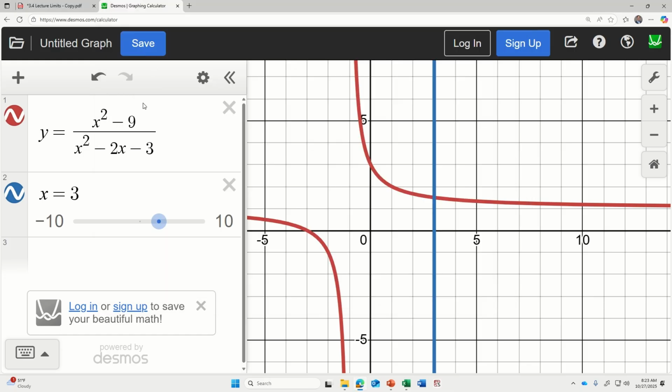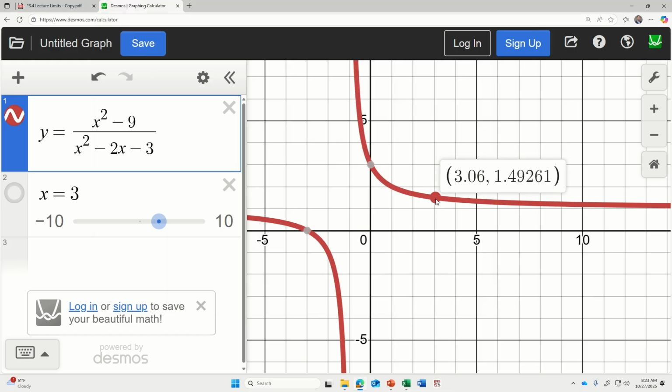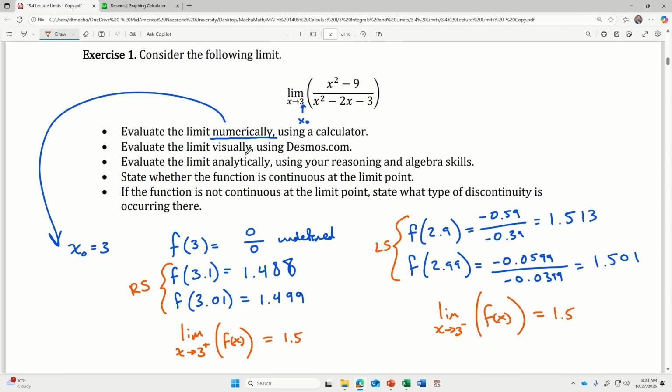If I actually try to ask Desmos, what is the value of this function at x equals 3? It's going to tell me it's undefined. But again, whenever you go to graph it, it looks otherwise smooth. So that's what I mean by visually. You should be able to look at a graph and tell what the limit is.